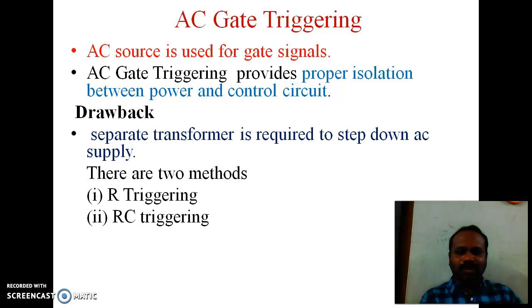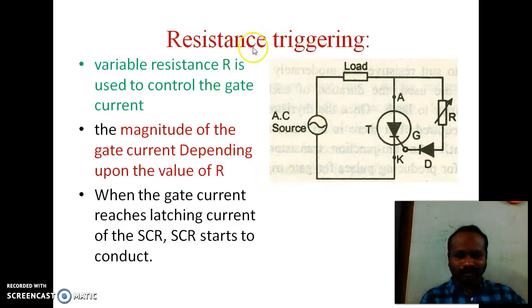How does it provide isolation? By an isolation transformer. Drawbacks of this AC gate triggering: a separate transformer is required to step down the AC supply. This is the main drawback of AC gate triggering. There are two methods of AC gate triggering. One, R triggering, that is resistance triggering. Second one, RC triggering, that is resistance capacitance triggering. First one, R triggering or resistance triggering.